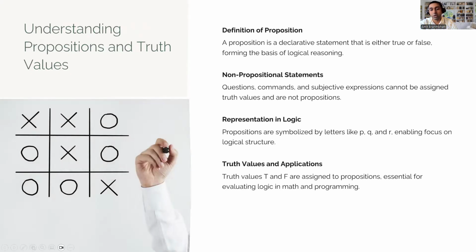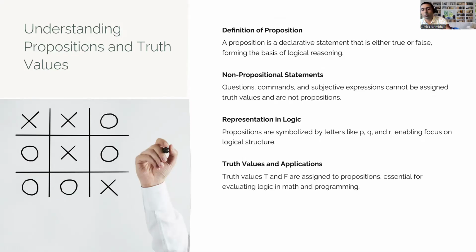Understanding propositions and truth values. A proposition is one of the most basic building blocks of logic. Formally, a proposition is a declarative statement that is either true or false, but not both. This clear definition is important because logic depends on the ability to assign truth values consistently. Examples of propositions include statements like 2 plus 2 is 4, which is true, and 7 is an even number, which is false. In contrast, questions, commands, or vague expressions are not propositions.